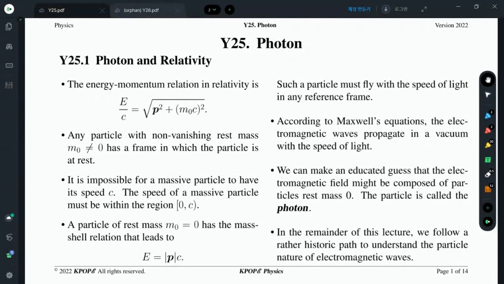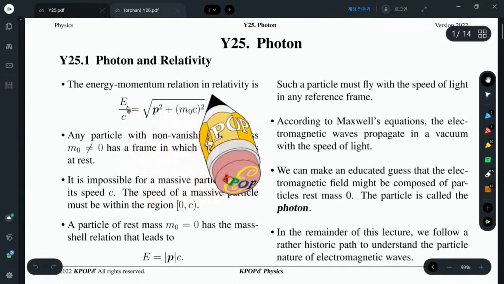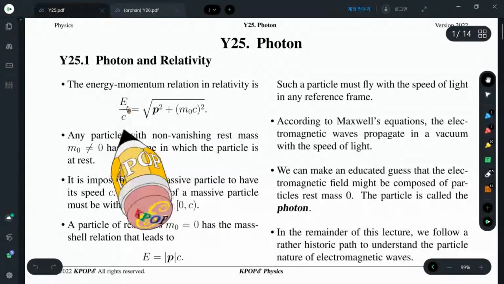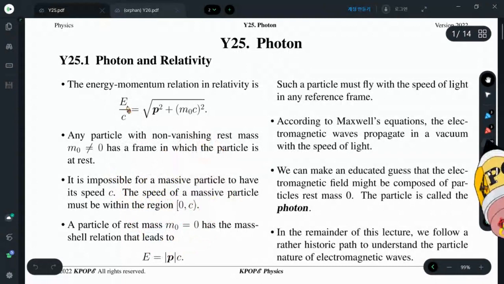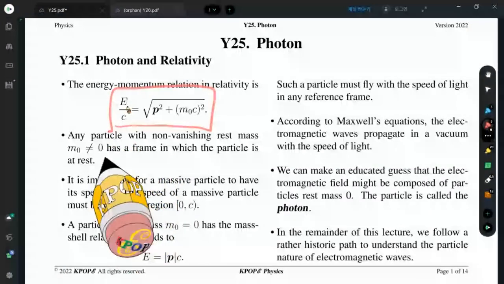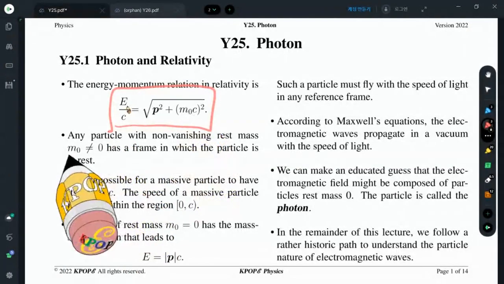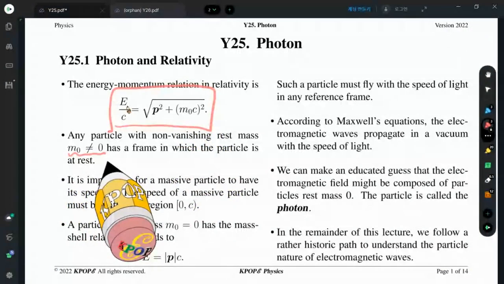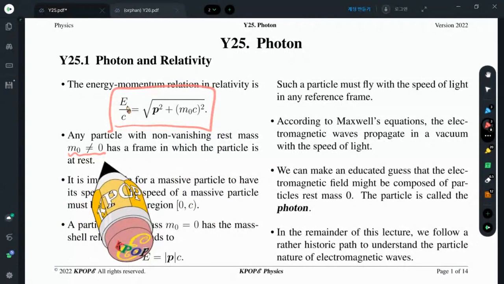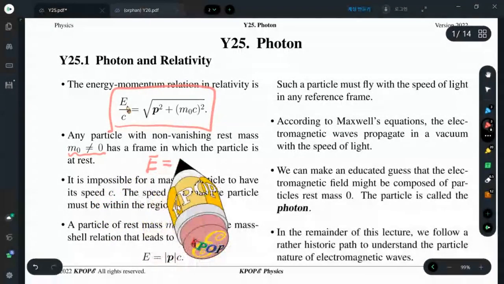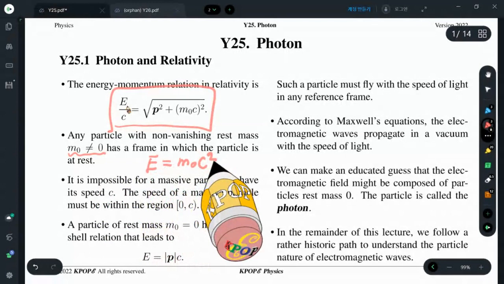Photon. The energy-momentum relation in relativity, energy divided by the speed of light, for a particle whose rest mass is m0 is like that. If the rest mass is non-zero, then there exists a frame of reference in which the particle is at rest. Therefore, in the rest frame, the energy of the particle is m0c squared.